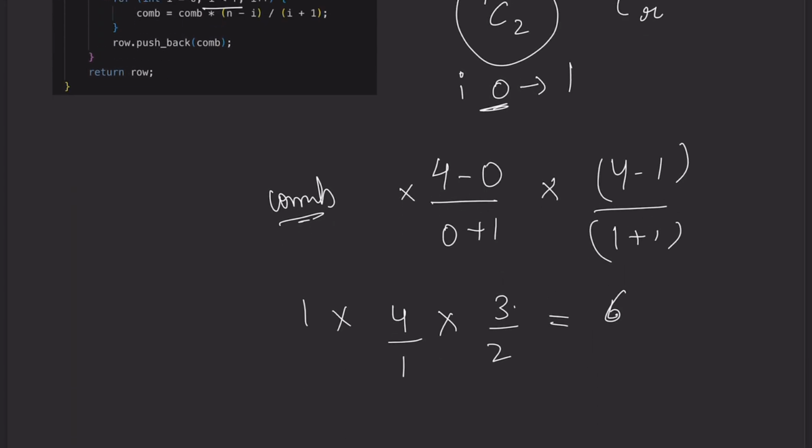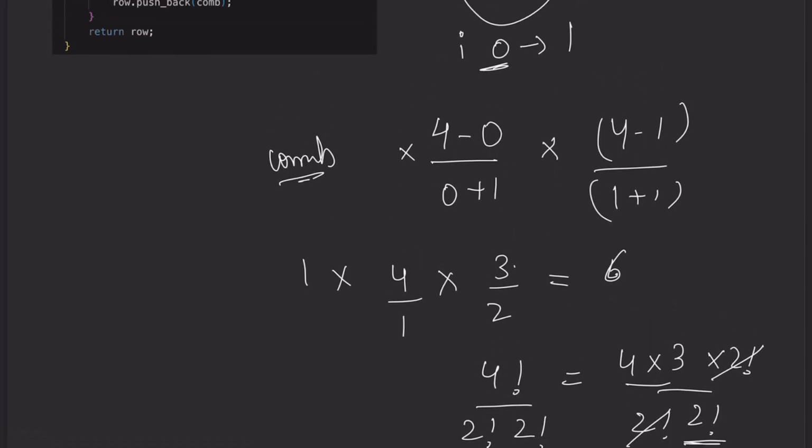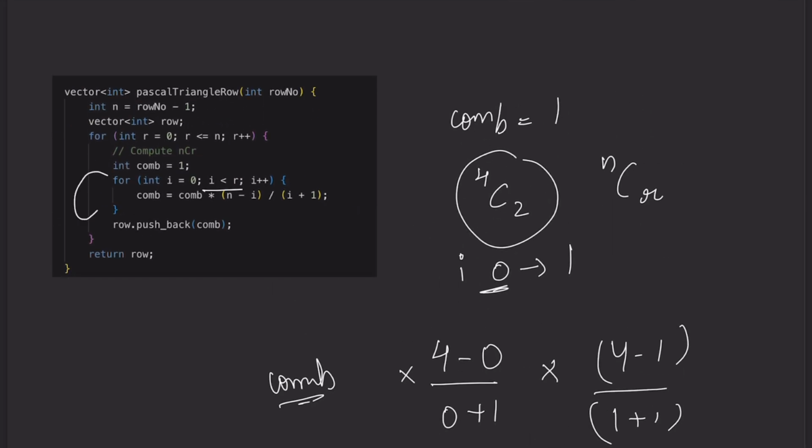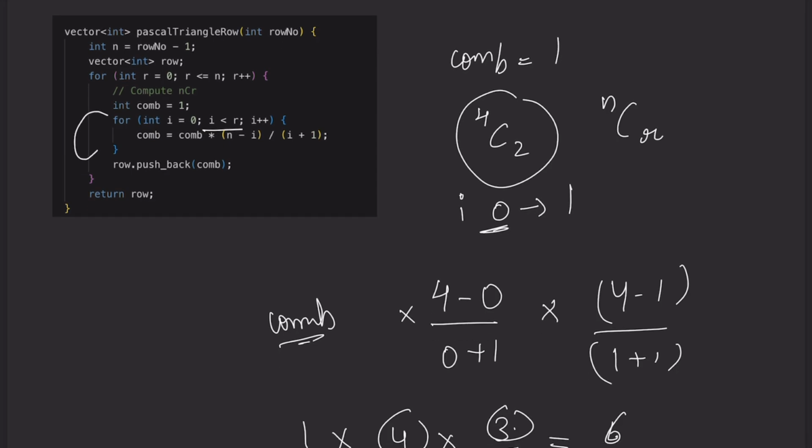So 4C2 is 4 factorial by 2 factorial times 4 minus 2 factorial. So it is 4 times 3 times 2 factorial by 2 factorial times 2 factorial, and 2 factorial gets cancelled. What is 2 factorial? It is 2 times 1, right? So it is 4 times 3 by 2 times 1. So this is exactly what we are doing: 4 times 3, and the bottom factorial gets reversed, so 1 times 2. So this for loop is actually calculating the combination correctly for us. Let me show you another example.